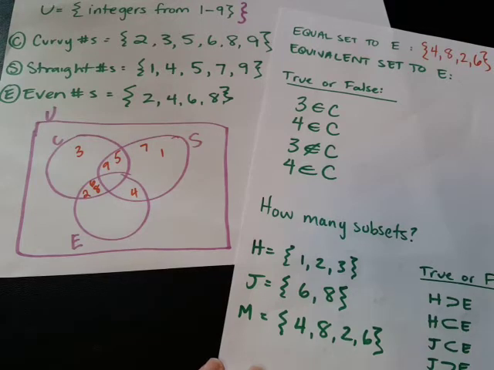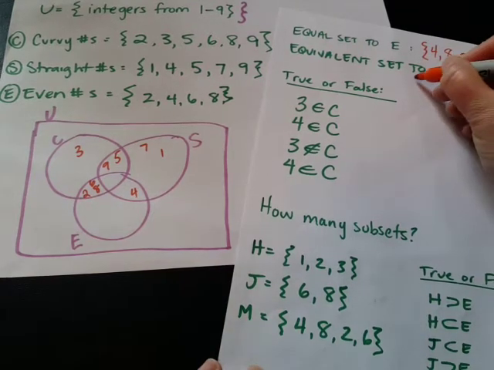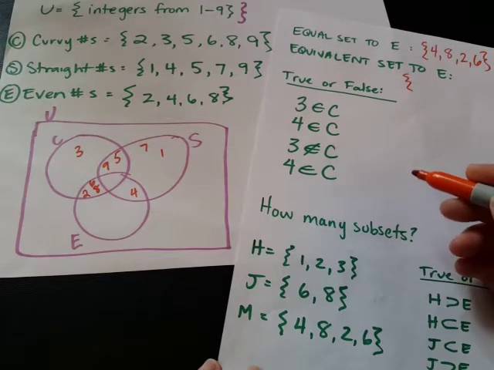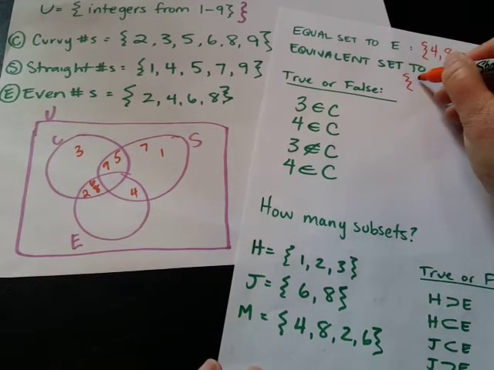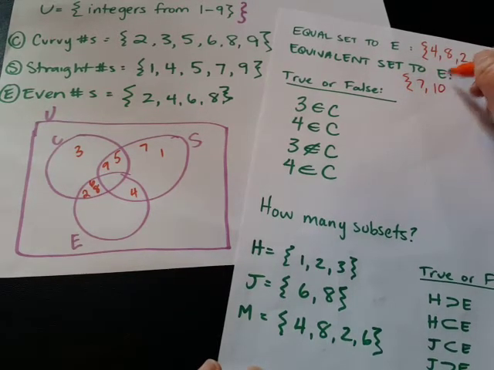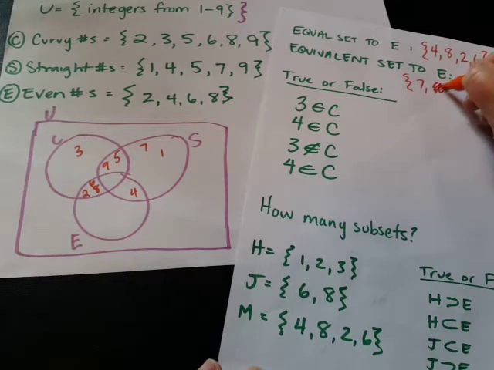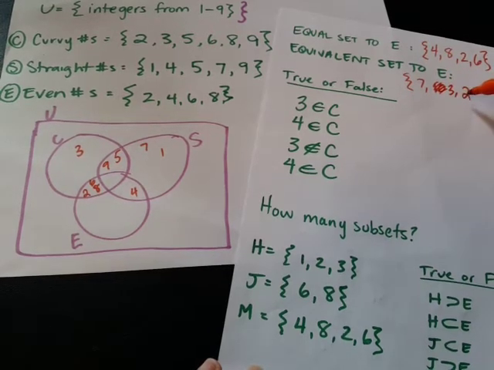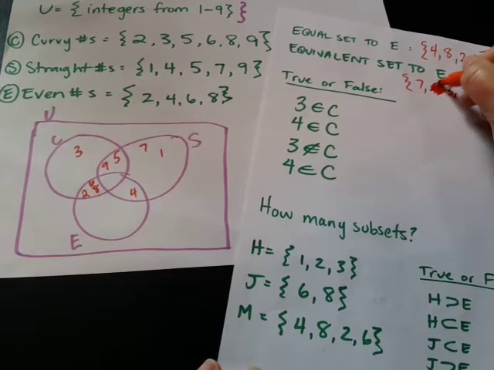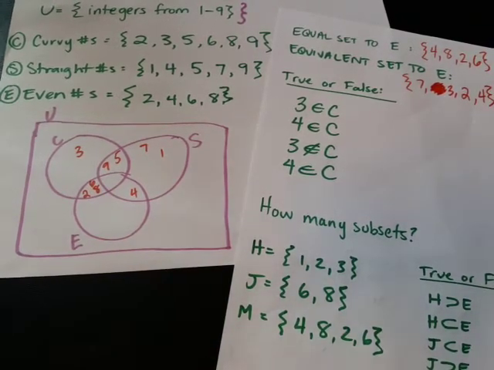An equivalent set to E has to have the same number of members, but not necessarily the actual same members. So an equivalent set to E needs to have 4 members in it. It should be in the universal set, so let's do that. You can have some original members, but not exactly the same members, just reordered.